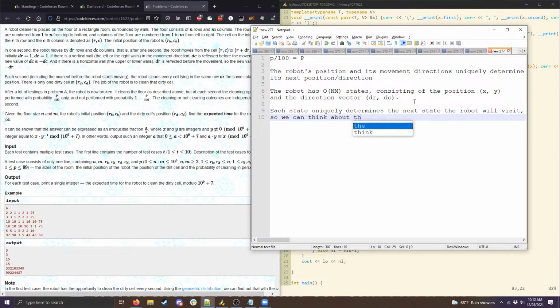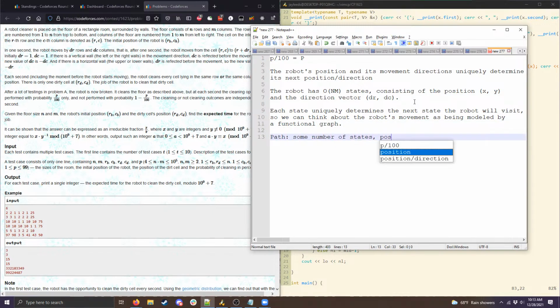So we can think about the robot's movement as being modeled by a functional graph. Another term we can use for this is a Markov chain, but I'm going to use functional graph because that generally comes up more in programming contests. The key property of functional graphs that we're going to use here is that if we start at a vertex and traverse the functional graph, we're going to visit some number of states, possibly 0. And then we're going to end up in a cycle that we're going to repeatedly traverse forever.